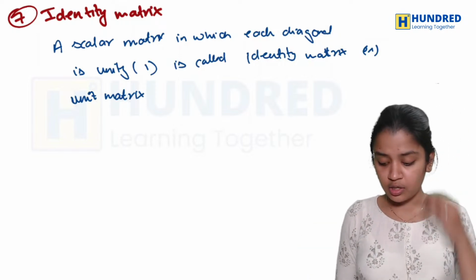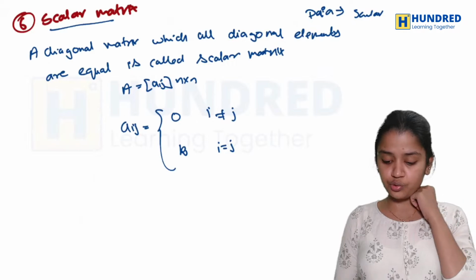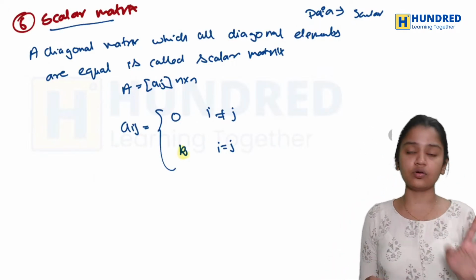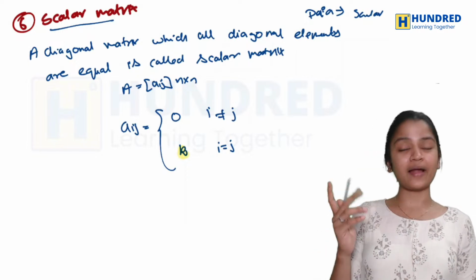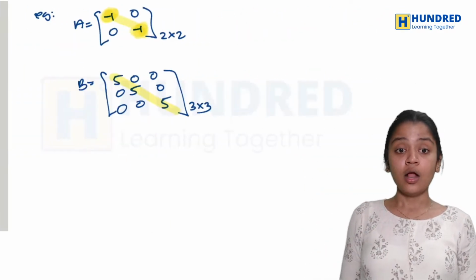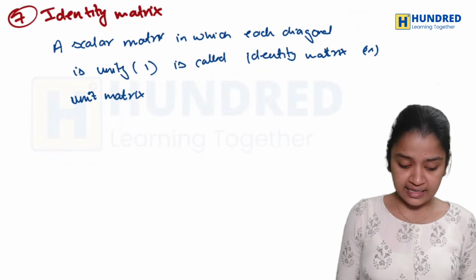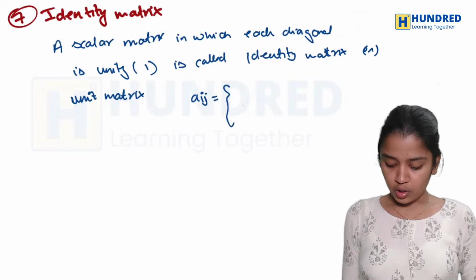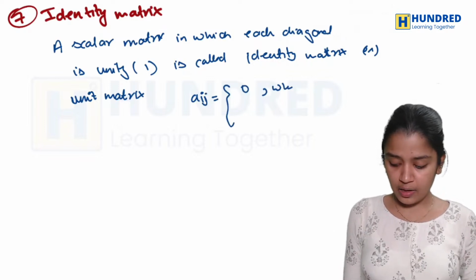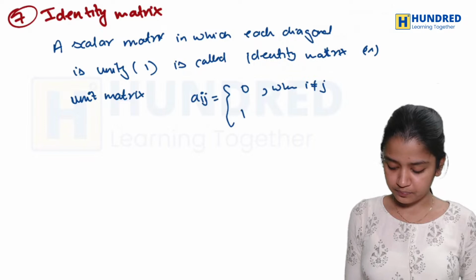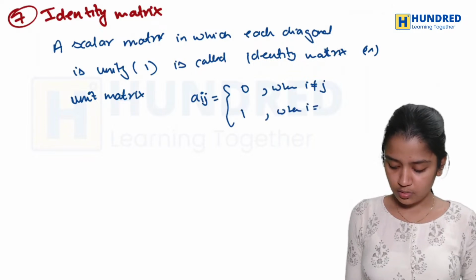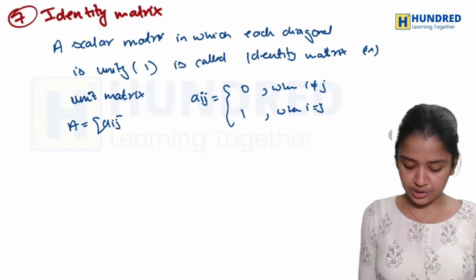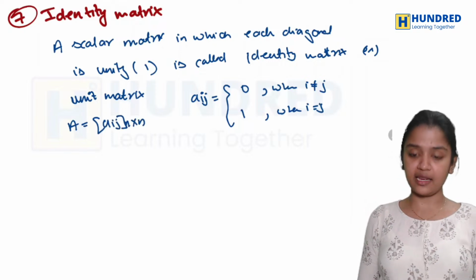As I already told you, here you have k. In a scalar matrix, k can be 5, 6, 7, 8, anything; k is a constant, and all the diagonal elements should be the same. But here that k will be 1. So A is represented as Aij, where it is n cross n.